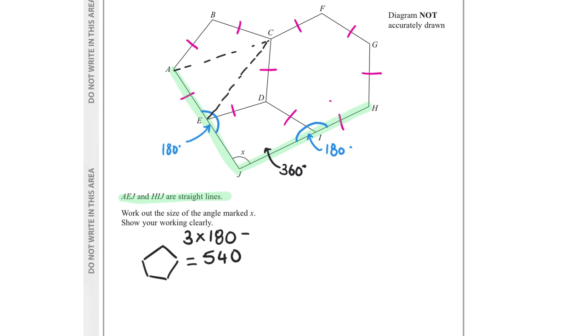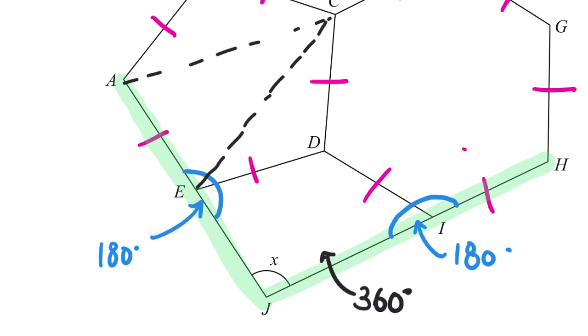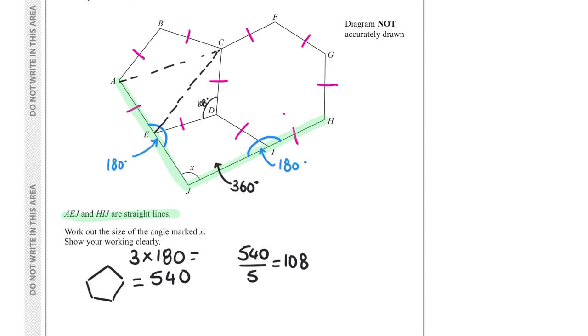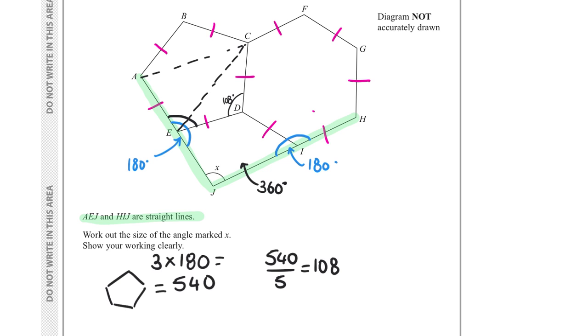It says show your working clearly. 3 times 180 is 540. How are we going to find one angle? How many angles are there? 5. So 540 divided by 5 equals 108. So I now know that each angle is 108 degrees, and I've shown my working. Okay. So that's that one done. If each angle is 108, I'm going to use a different colour to show you. So this is 108, this is 108, this is 108, this is 108, this is 108. Does that mean we can work out this angle?